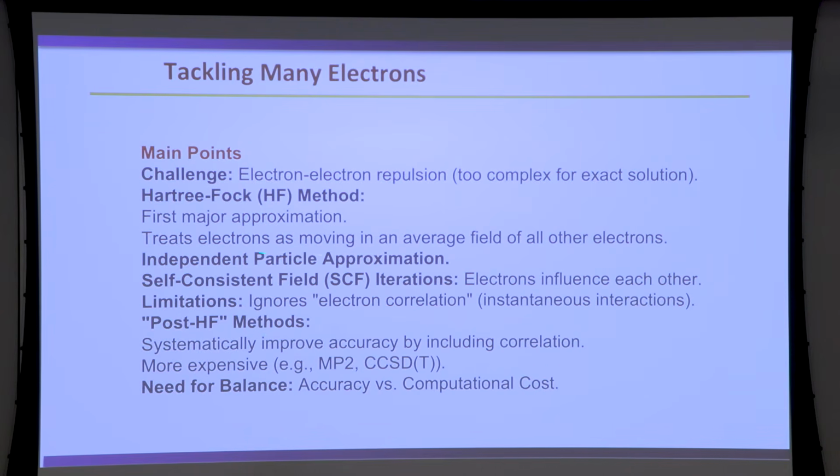And so going through some of the concept here, I want to simplify the Schrödinger equation. The electrons influence each other, but the limitation is that they ignore the correlation between the electrons. Okay? But they give you a much better balance, so accuracy versus computational cost. So this is another way.